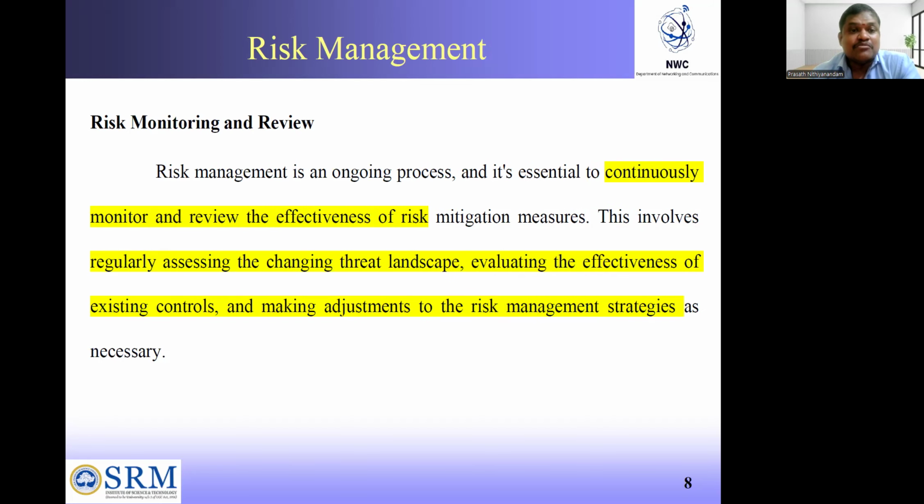And the next one is risk monitoring and review. Risk management is an ongoing process and it is essential to continuously monitor and review the effectiveness of risk mitigation measures. This involves regularly assessing the changing threat landscape, evaluating the effectiveness of the existing controls, and making adjustments to risk management strategies as necessary. As an example for this monitoring and review, a bank conducts a quarterly security assessment and updates its controls based on the latest threat intelligence.